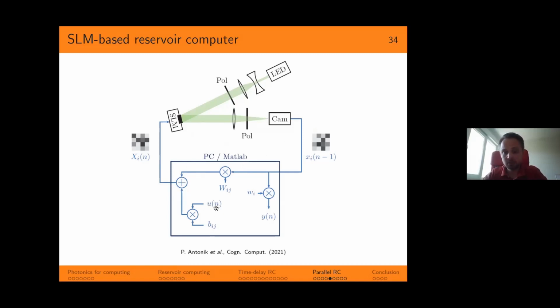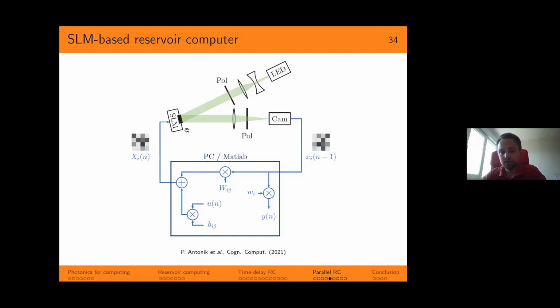The input signal u(n) is generated inside the computer and also masked. So B_ij here is the input mask. This signal is applied to the surface of the SLM differently for each neuron because of the mask. The mask here is not a temporal signal anymore. Now it's rather a spatial signal that distributes one input value onto the SLM, with different values for the different nodes.